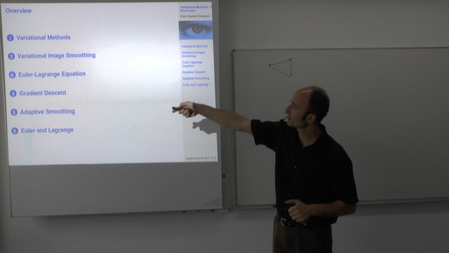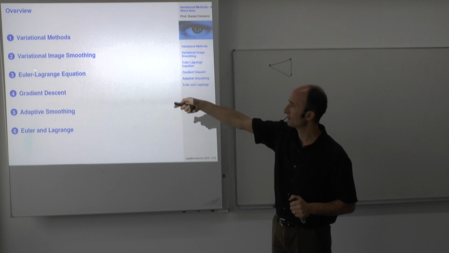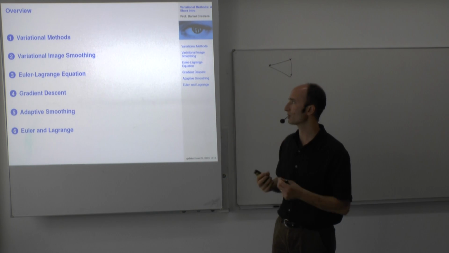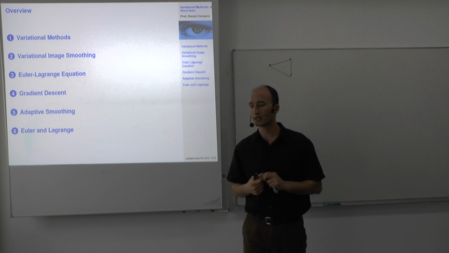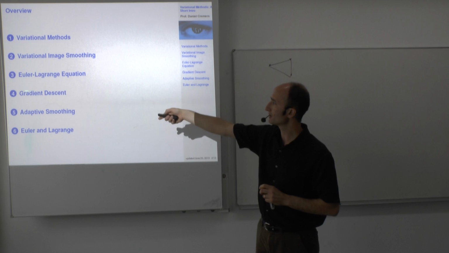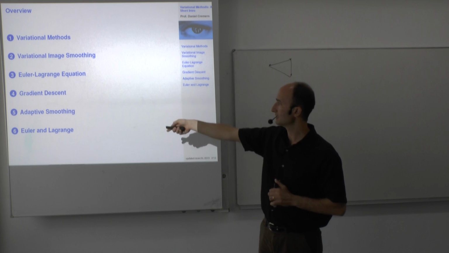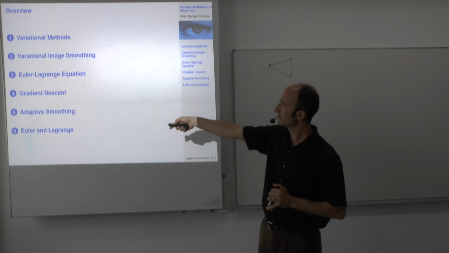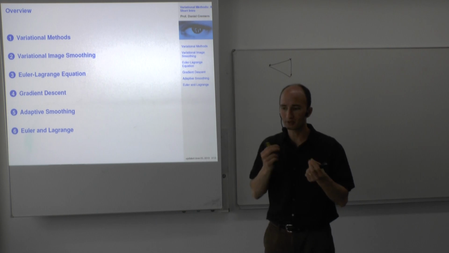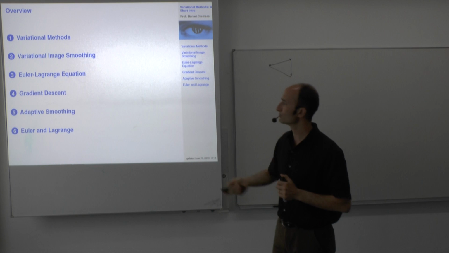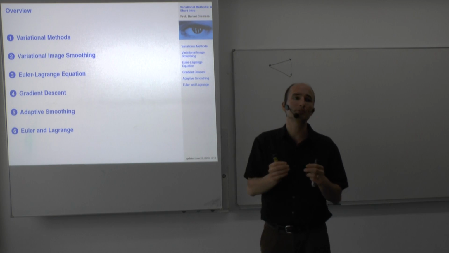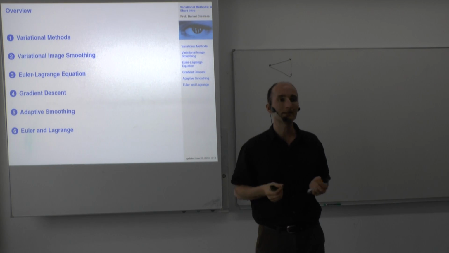And then I will come to the key component of variational methods, the so-called Euler-Lagrange equation, and I will mention gradient descent, and then I will also show that you can enhance variational methods very easily and do adaptive smoothing. Smoothing where you blur noise but preserve semantic information.